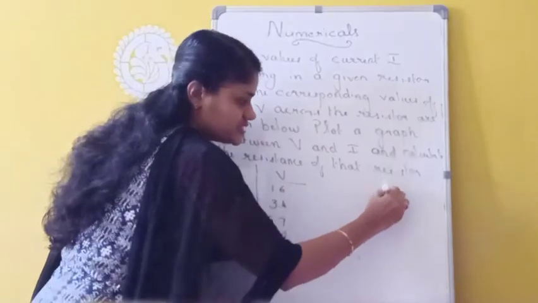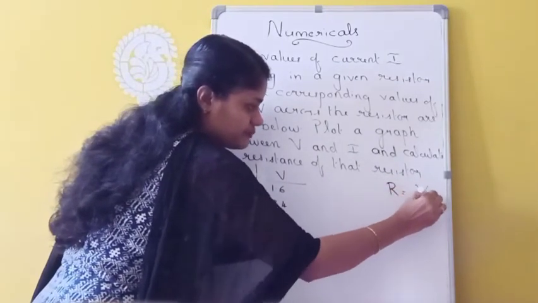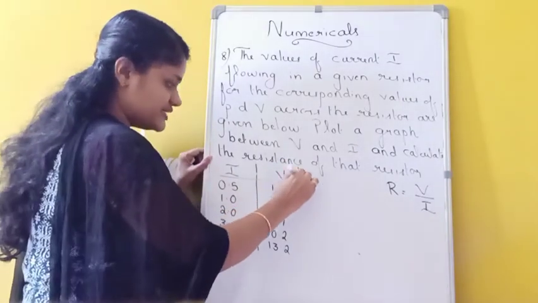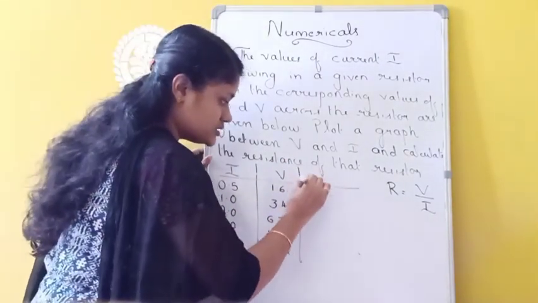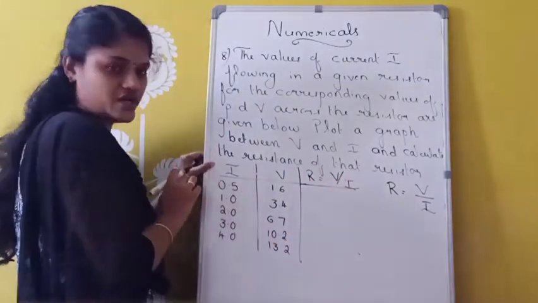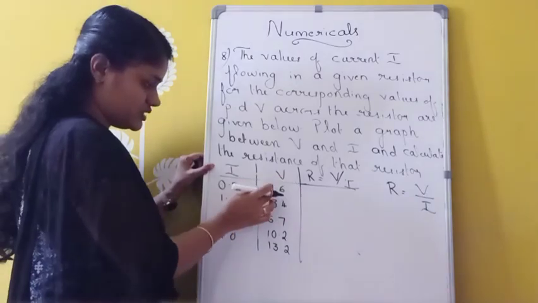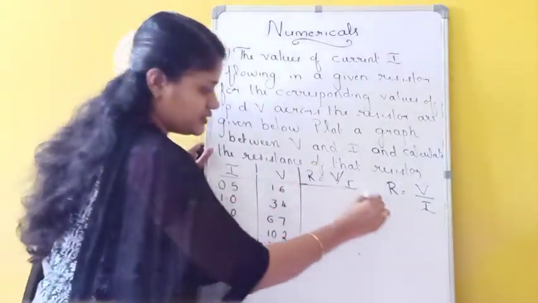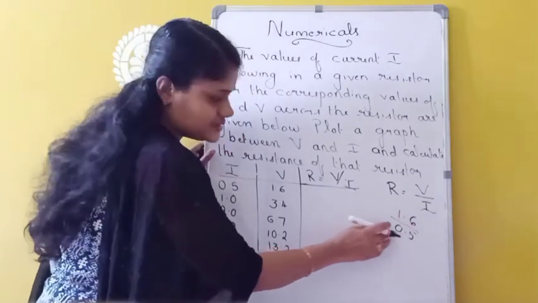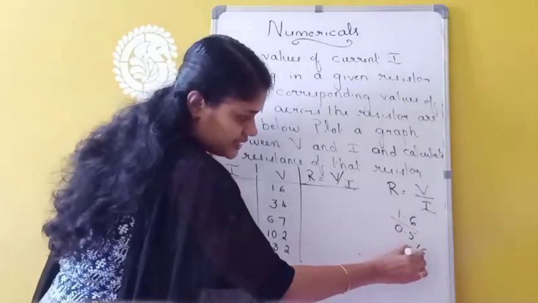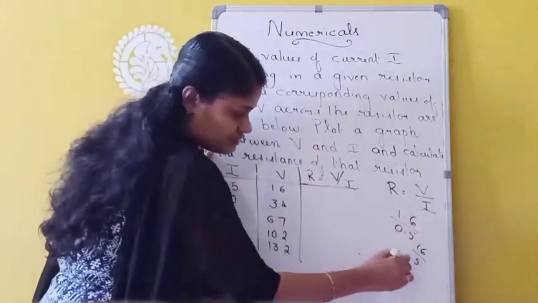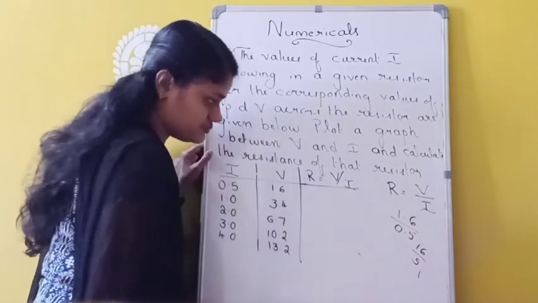So what is the formula for resistance? R equals V by I. I and V are given here, so we can find R. For each set of values we have to find the resistance. So the first one: 1.6 divided by 0.5. We can remove the decimal, so it is 16 by 5, because we are multiplying by 10 as well as dividing by 10. So we are dividing 16 by 5.